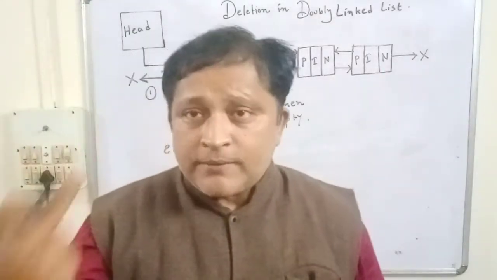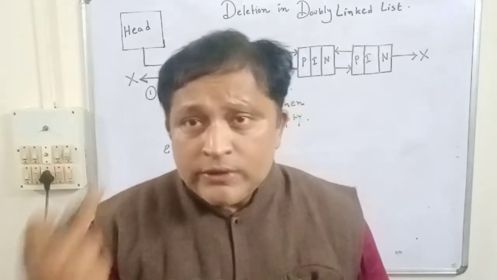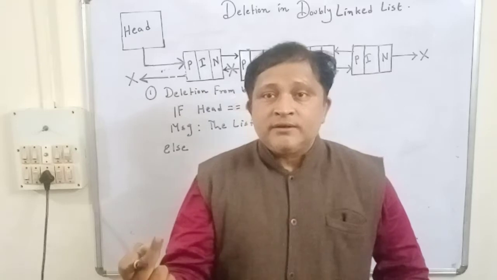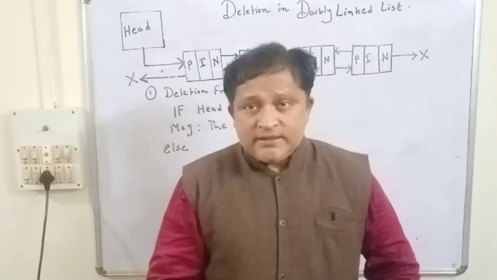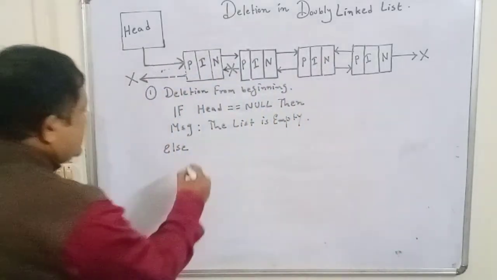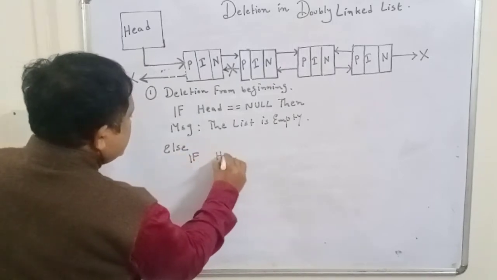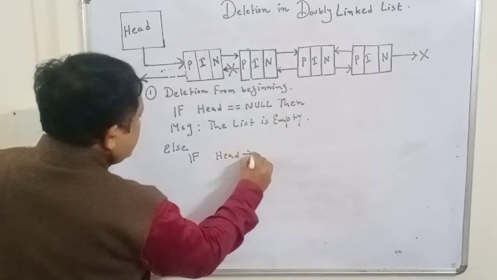Else, otherwise, there are two subconditions. The first subcondition is the list is having only one element. That is, only the first element is there in the list. That is, the condition is if head next is equal to null.